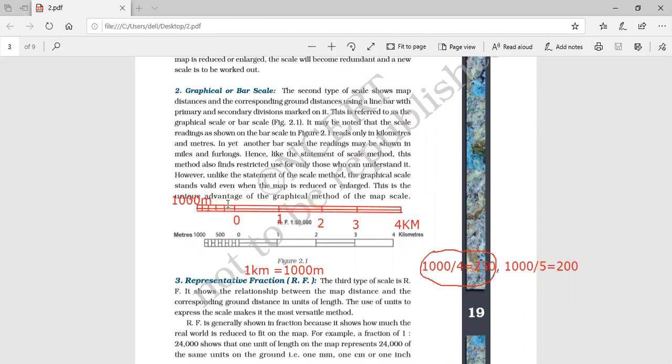Then this line is 0 and, since we are dividing into 5 sections, this line will represent 200, the next line 400, the next 600, then the next 800. It's not possible to show all the divisions because the area is so small. You can see in the example that they have not written all. For making it clear I have written them here, otherwise it's not compulsory to write the names of all the lines.